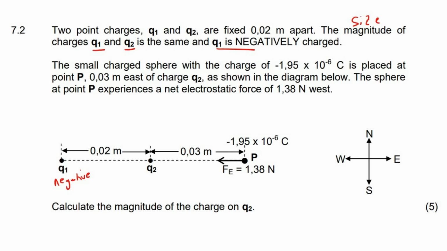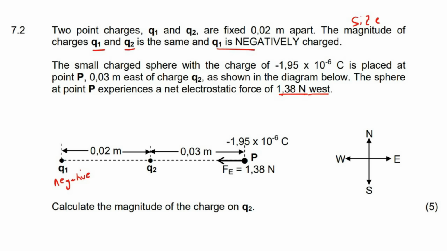Now it says that a small charged sphere with a charge of -1.95 times 10 to the -6 is placed at point P. So we're placing the sphere over here, which has a charge of -1.95 times 10 to the -6. We're going to place that at point P, which is 0.03 meters east of Q2. The sphere at point P experiences a net force to the west.